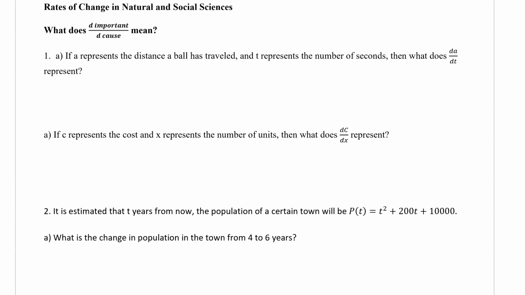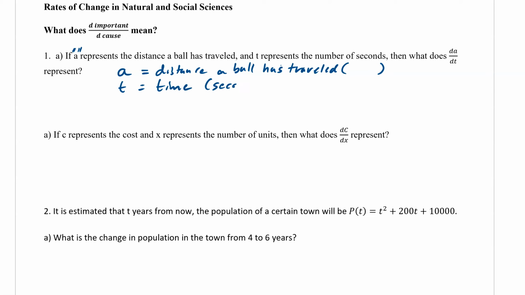So the first one says if A represents the distance a ball has traveled, we would say A is the distance a ball has traveled. And the more descriptive you are, usually the easier the problem is. There'd usually be units attached to that, like feet, miles, kilometers, something that represents distance. And then it says T represents the number of seconds. So T is a time, and it is in seconds.